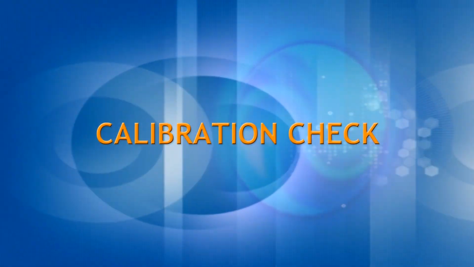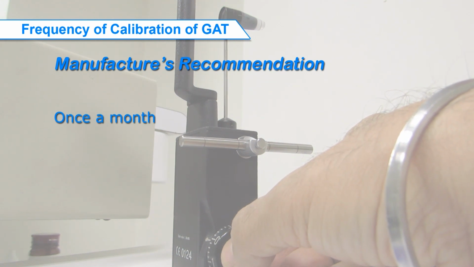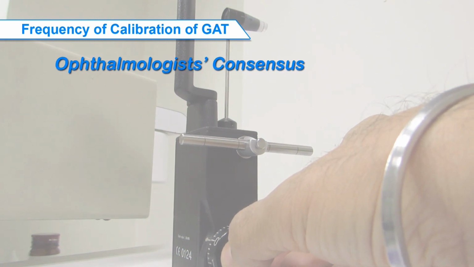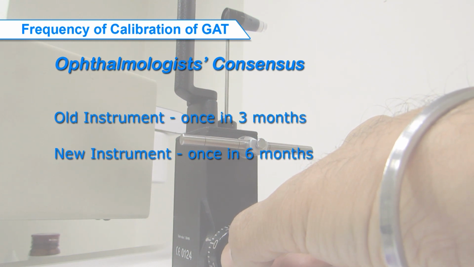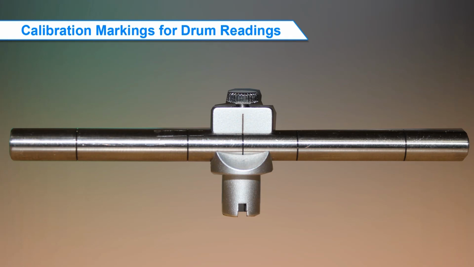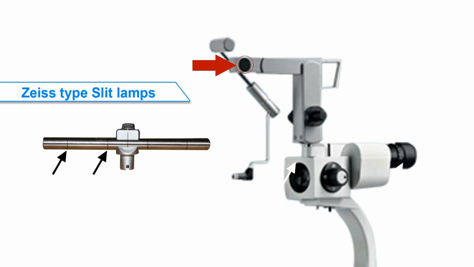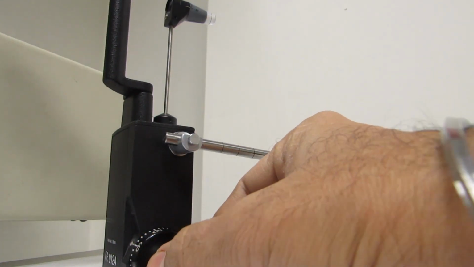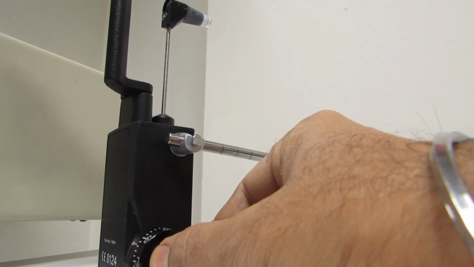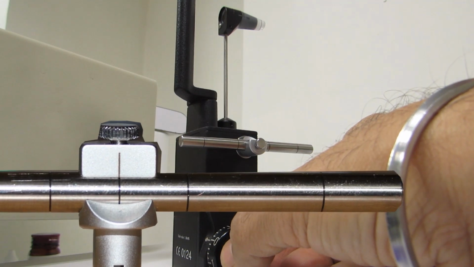Now, the calibration check. Although the manufacturers recommend once a month calibration check of the instrument, general consensus is that 3 to 6 monthly check depending on the age of the instrument is sufficient. Calibration check is performed at scale readings of 0, 2 and 6. For position 2 and 6, marking of different side is required for different models. As shown here, if opposite marking is aligned, the calibration check cannot be performed. Precise setting of mark is key to successful calibration check.